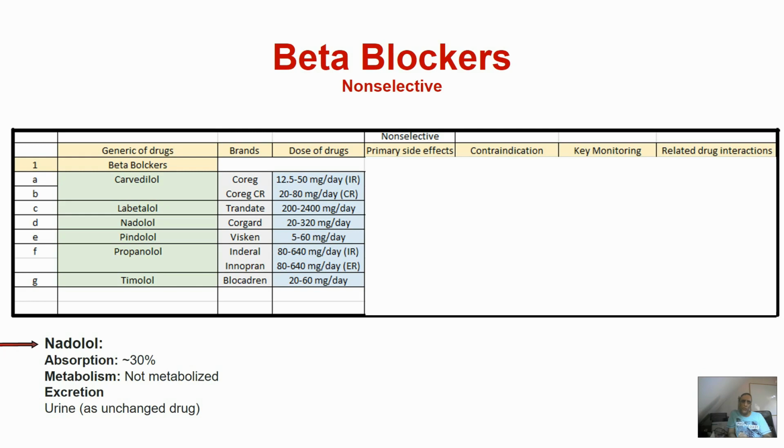So the third drug of this group is Nadolol. Nadolol has a low absorption of around 30%, and it is hydrophilic, it is not metabolized, and excretion is usually in the urine as unchanged drug. As you see in this picture, because of the low absorption and little or no metabolism, Nadolol can be used in doses from very low to higher, from 20 milligrams up to 320 milligrams.